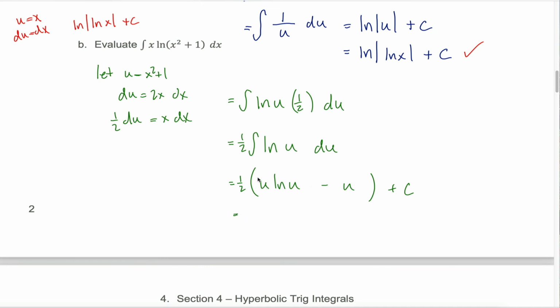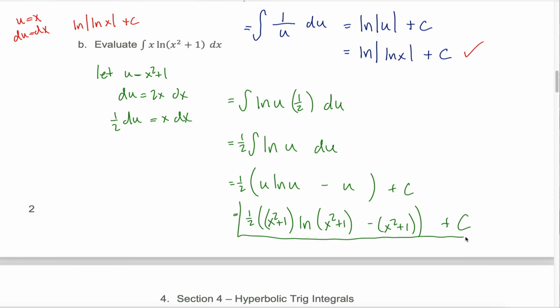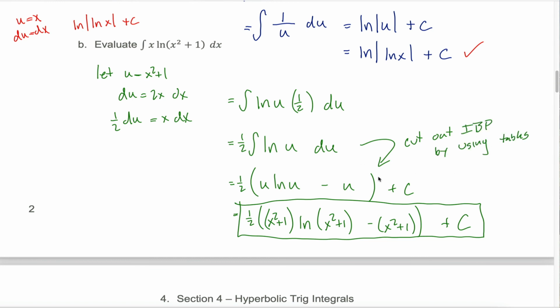All I have to do is change all my u's back to what they were equal to, x squared plus 1. My final answer would be 1/2 times x squared plus 1 times the natural log of x squared plus 1 minus x squared plus 1 plus c. You could rewrite this if you felt like it, getting rid of various parentheses and such, but really I don't even want to. I want to call this good as my final answer and just make the point that by using the tables from this line to this line, I cut out integration by parts, which made my work a little bit easier to do.